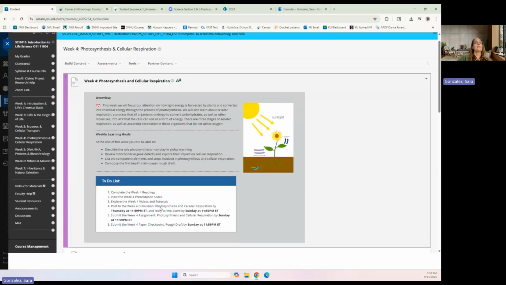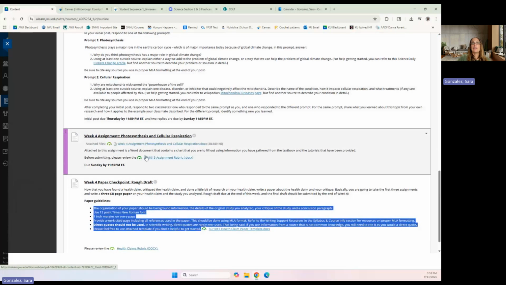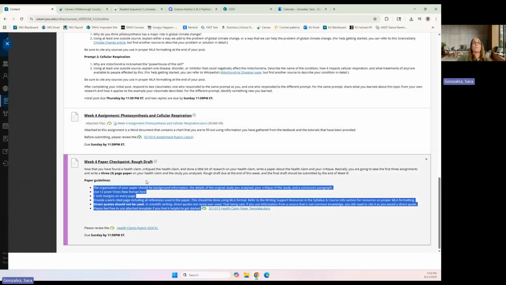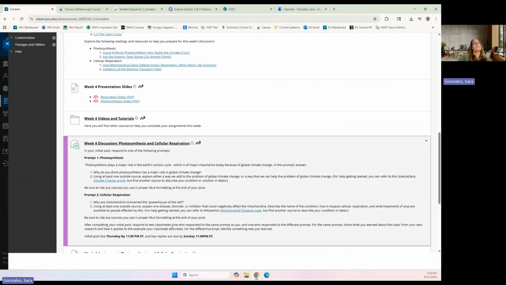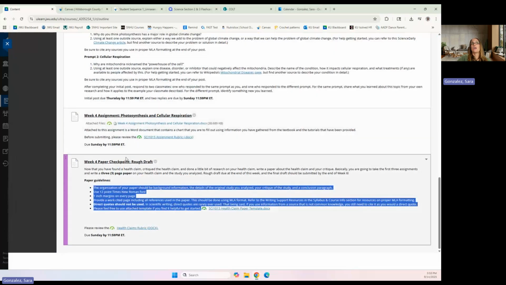So just to recap again, initial post due Thursday, your 2 follow-up responses due by Sunday, one of these 2 prompts. You don't have to do both of them, just one of them. Your assignment here, looking at the tables and the question about photosynthesis and cellular respiration, and then your checkpoint rough draft. As you can see, no quiz this week, so you just have those discussion assignment and the other 2 assignments to do. Let me know if you have any questions, and I look forward to some great discussions online this week.